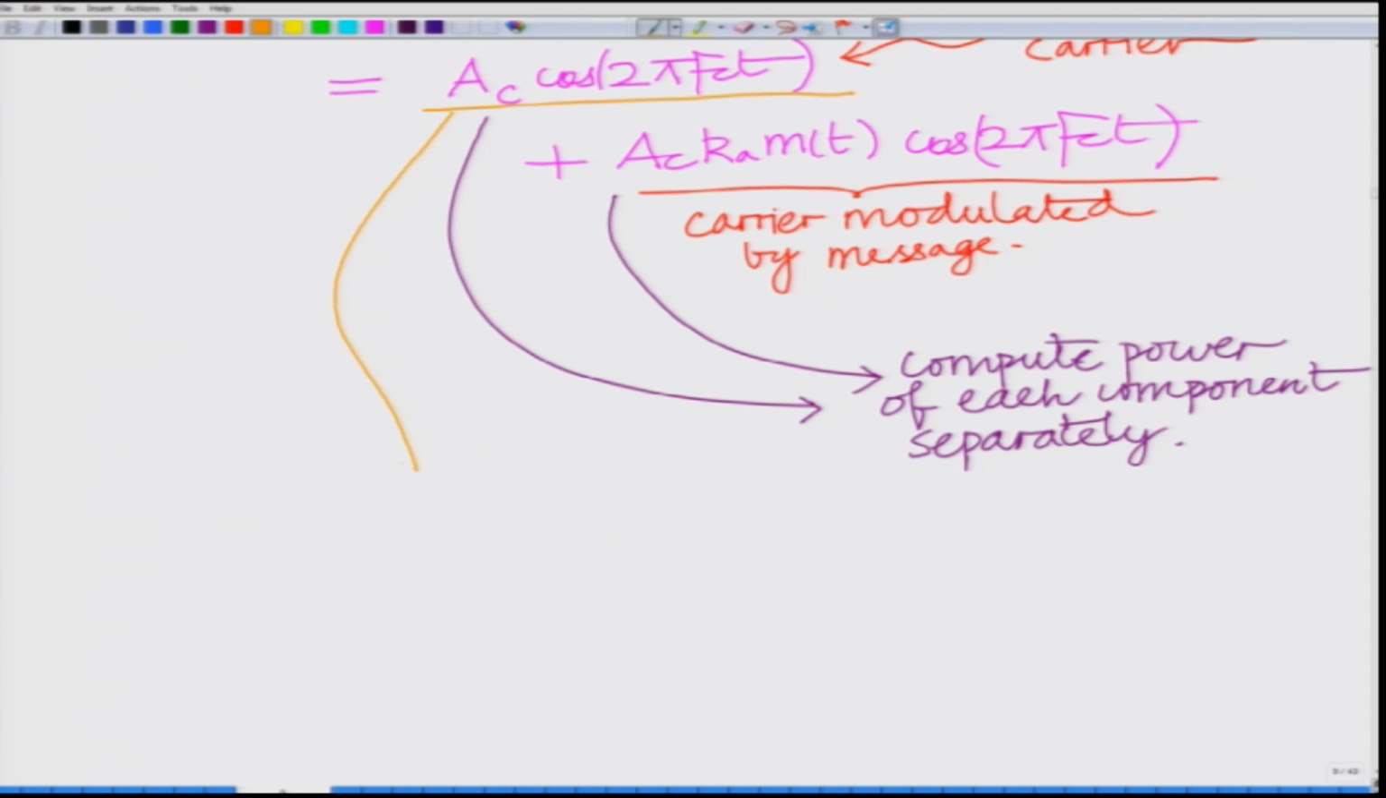This is a sinusoidal signal. So, the power of A_c cosine 2 pi f_c t is the amplitude square by two, that is half A_c square. So, the power of the carrier component, that is a pure sinusoidal signal, is half amplitude square, that is half A_c square. Let us now compute the power in the carrier that is modulated by the message.